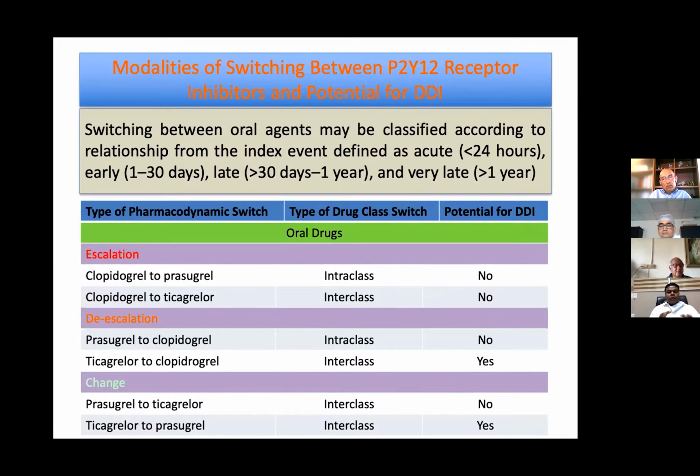We have clopidogrel and prasugrel, which are thienopyridine derivatives, and ticagrelor, which is a cyclopentyltriazolopyrimidine derivative. When you change between thienopyridines, it's called intraclass, and if you change to the other, it's called interclass. If you go from clopidogrel to prasugrel or ticagrelor, it's escalation; prasugrel or ticagrelor to clopidogrel is de-escalation; and there is also a change between prasugrel and ticagrelor. You have a drug-drug interaction when you go from ticagrelor to either clopidogrel or prasugrel.